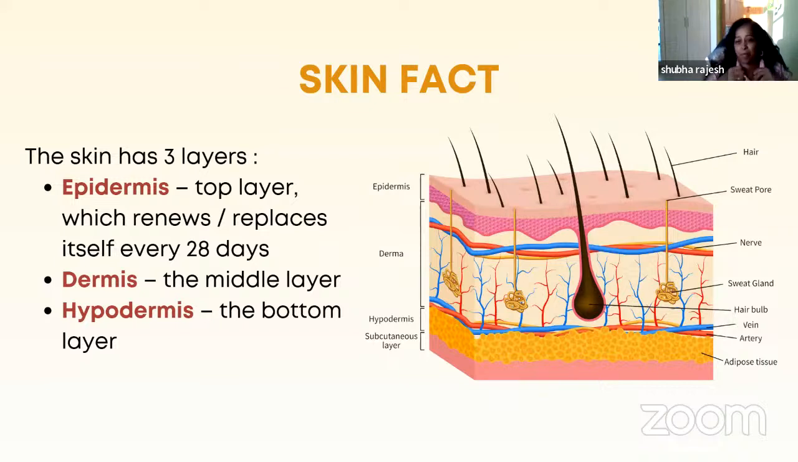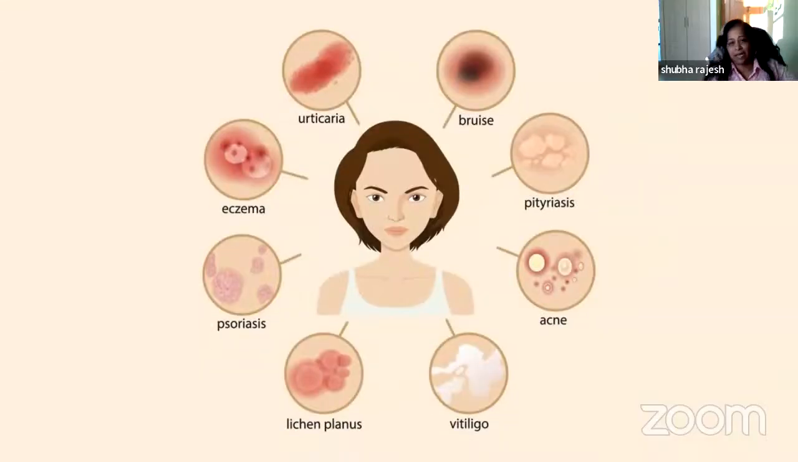What we put inside our body through our mouth is just one small part of it. There are so many other things also which have to be taken care of. So this is a very basic idea of our skin anatomy. Now, what kind of skin issues are there?